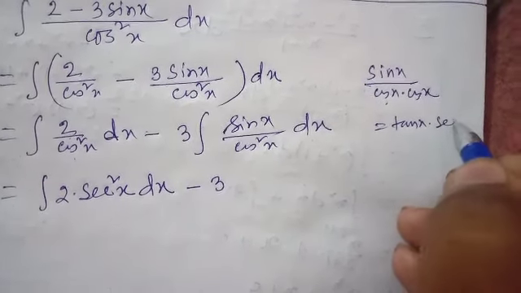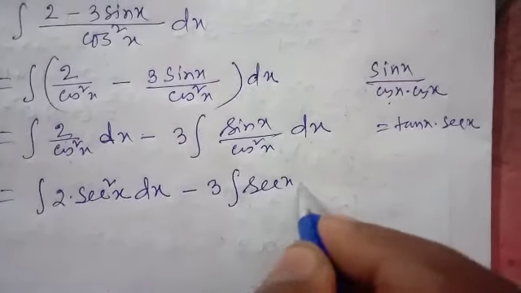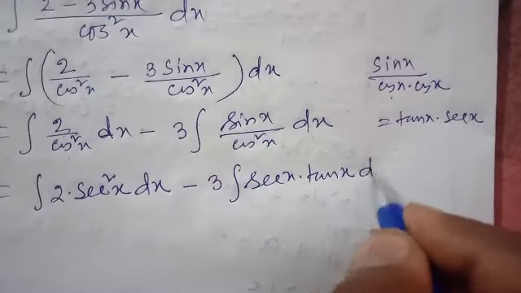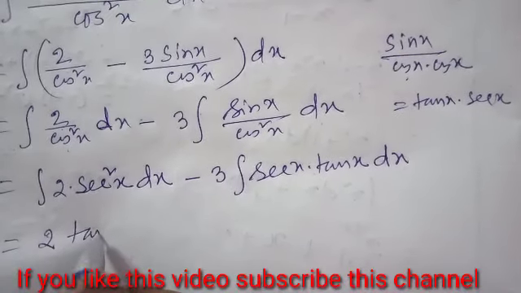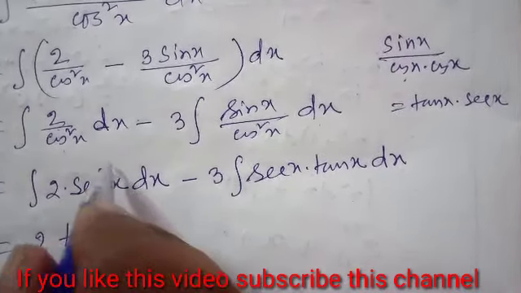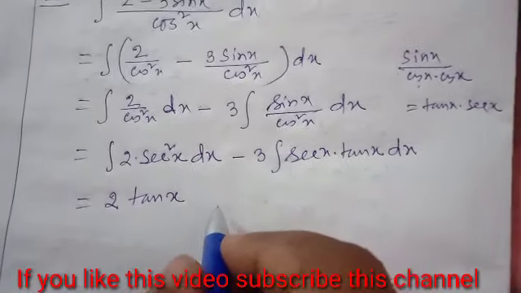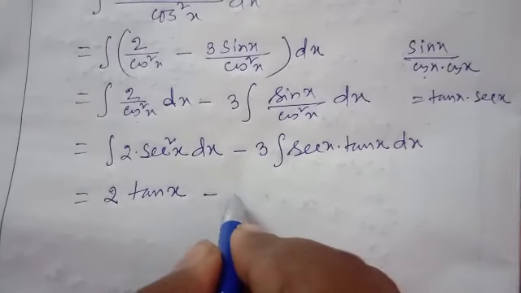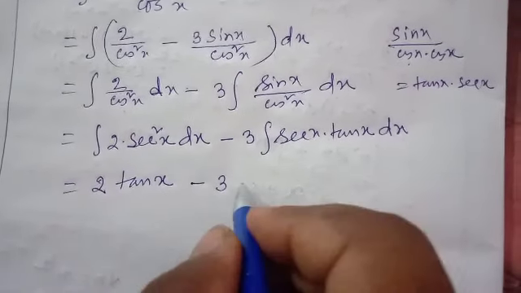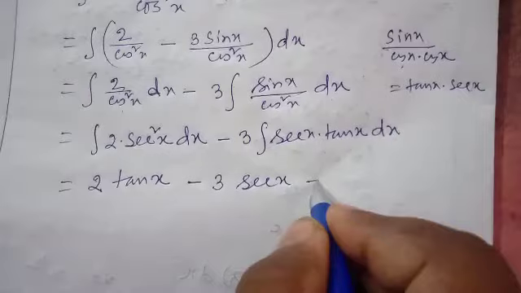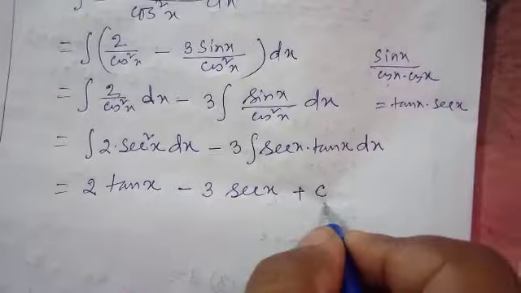So 1 by cos x, you can write it as sec x. So this one, you can write it as sec x tan x dx. So integration: 2 into tan x sec square x, integration of tan x, 2 into tan x, and this one minus 3 into integration of sec x into tan x dx, its integration is sec x plus c. Integration completed, you add a constant c.